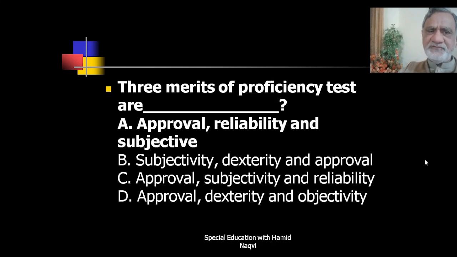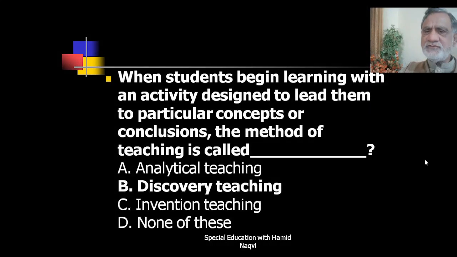Three merits of proficiency test are approval, reliability, and subjective. Subjectivity, dexterity, and approval. Approval, subjectivity, and reliability. Approval, dexterity, and objectivity. Correct is the first one, that is approval, reliability, and subjective. When students begin learning with an activity designed to lead them to particular concepts or conclusion, the method of teaching is called analytical teaching, discovery teaching, invention teaching, or none of these. Correct is discovery teaching.